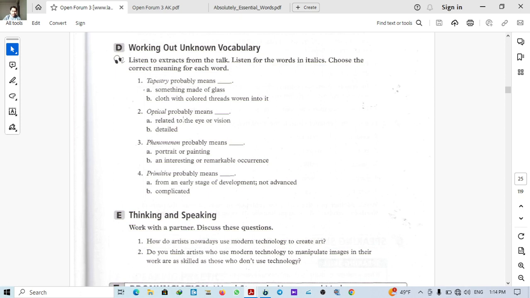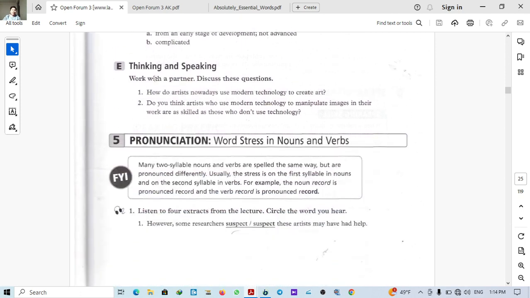Again, here, optical. So optical, again, you have to guess the meaning of this word from the context. And then we have phenomenon, and then we have primitive. So these are the words that you have to guess their meanings. And then coming to part E, thinking and speaking, right? So first of all, when we would like to talk about something, it is really important to think what we are going to tell and what we should talk about. Then it is good to speak.